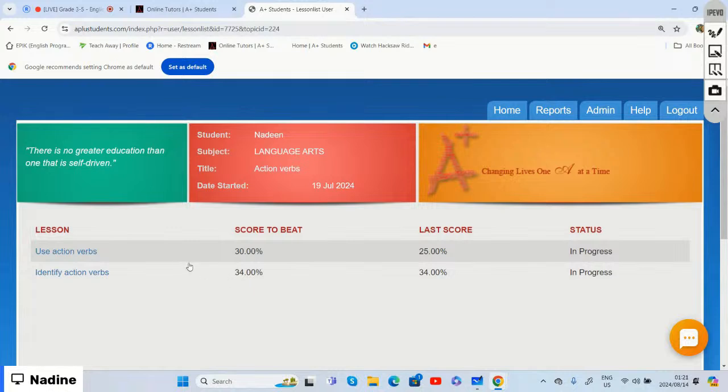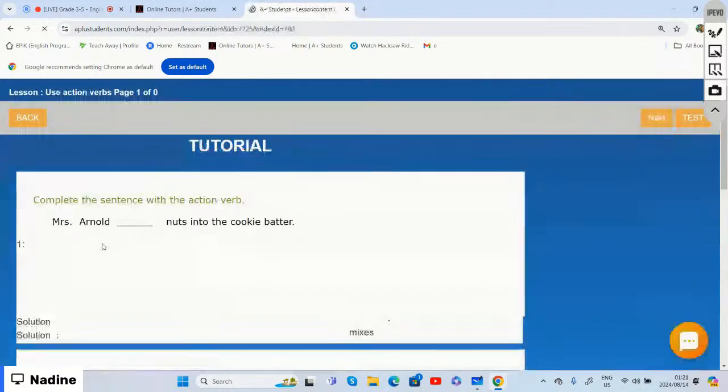All right. So we're now going to use our action verbs. So we're going to use our action verbs correctly.